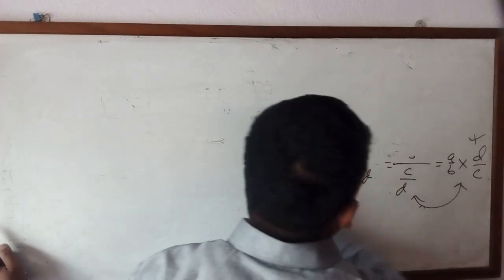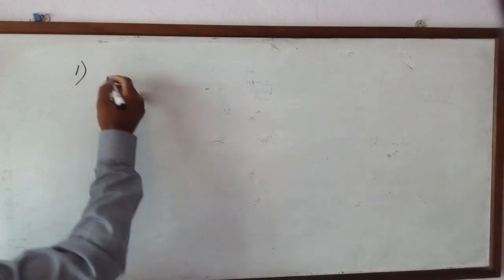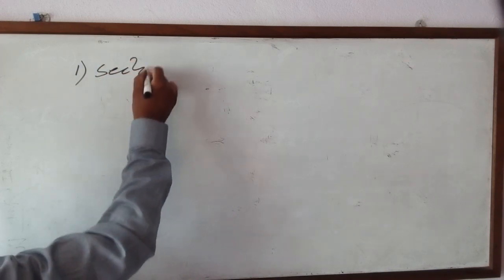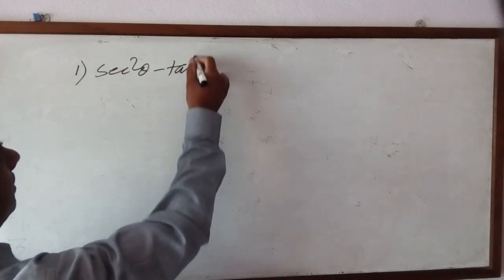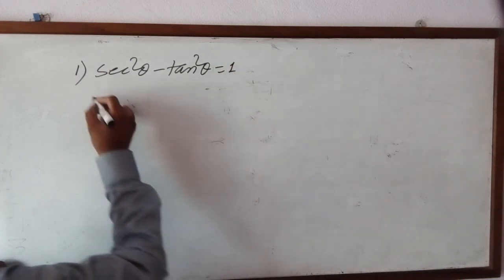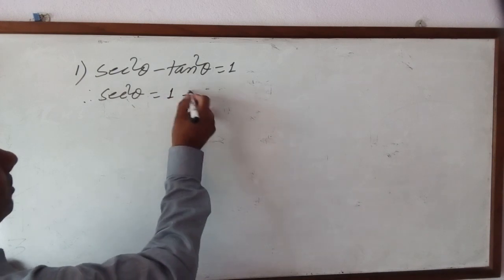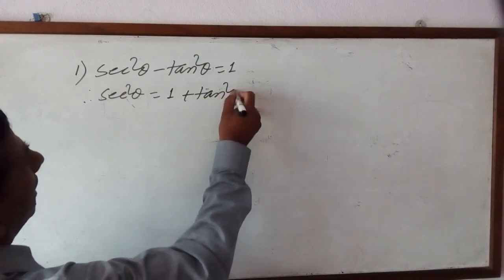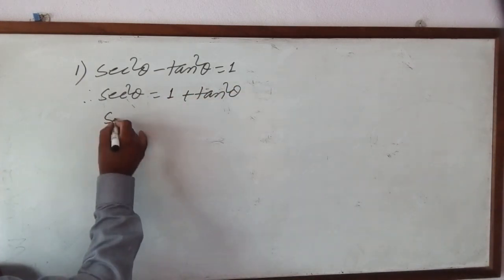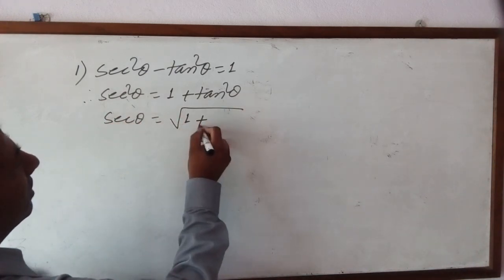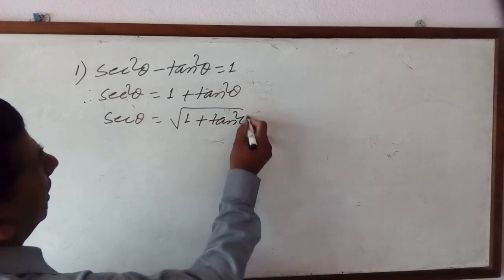Now up to now, what we did. Number one, I'll write all the formula here. Sec square theta minus tan square theta equals 1. You can write like this: sec square theta equals 1 plus tan square theta, and sec theta equals root under 1 plus tan square theta.